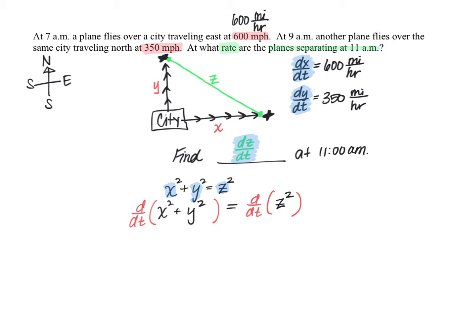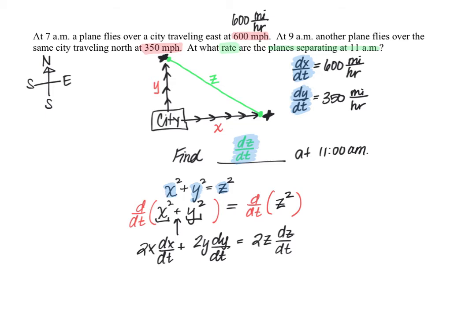Now on the left side, we have the sum of two individual terms, and we know we can just take the derivative of each term separately. So the derivative of x squared will be 2x, and we'll chain on dx over dt. The derivative of y squared is 2y, and we chain on dy over dt. The derivative of z squared is 2z. We chain on dz over dt. So we just did our implicit differentiation.